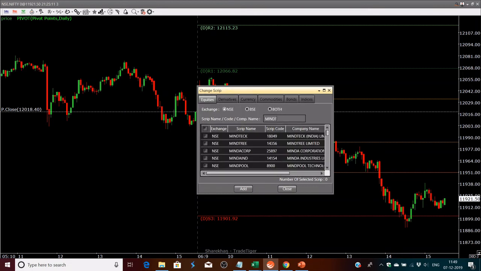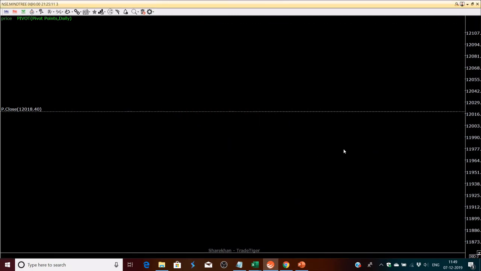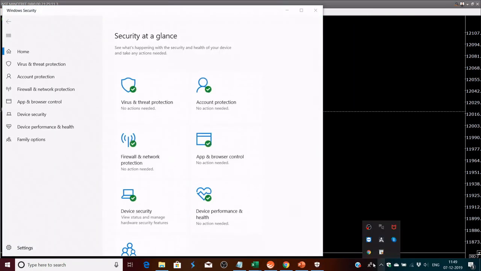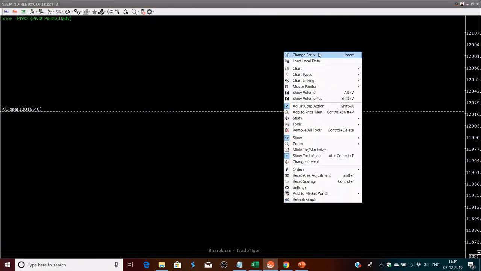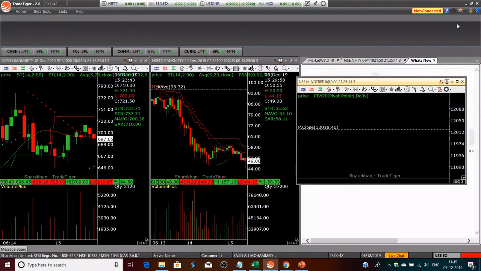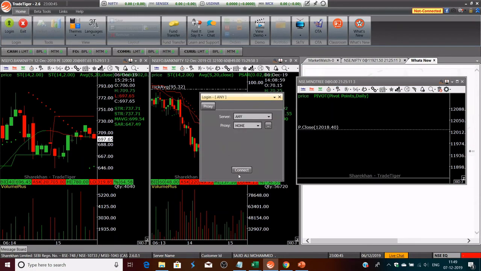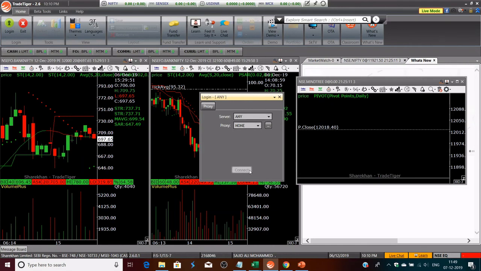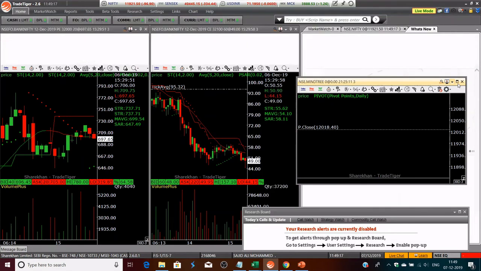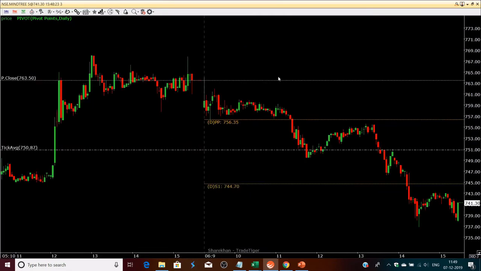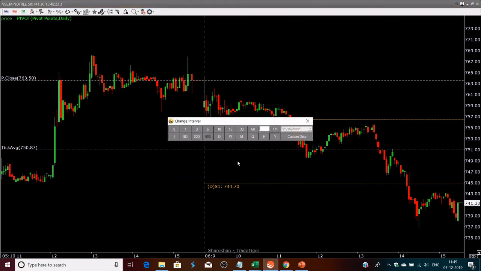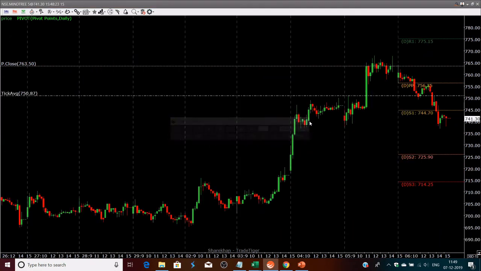Let's analyze Mindtree. Just a second, guys. So let's look at Mindtree on a 15-minute chart.